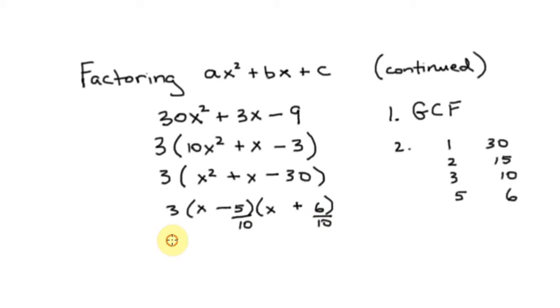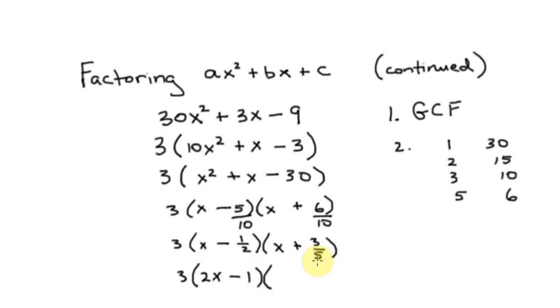Now I'm going to reduce those fractions to lowest terms. So this becomes 1/2. And over here, this becomes 3 over 5. And now that I have fractions, I don't want to end up with fractions in my answer. So I'm going to bring up the denominator. So the 2, I'm going to bring that in front of the x. And then I have minus 1. And then over here I'm going to bring that 5 in front of the x. And then I got my plus 3.